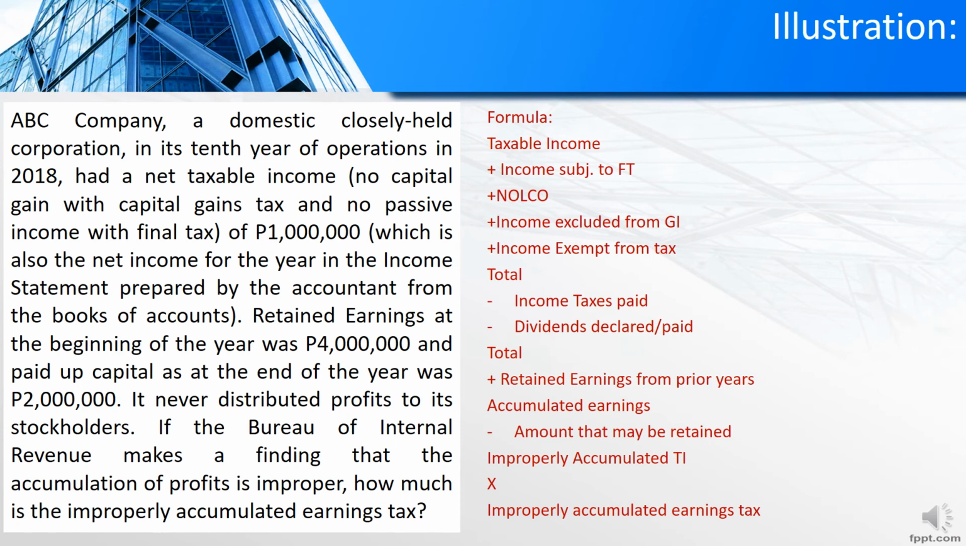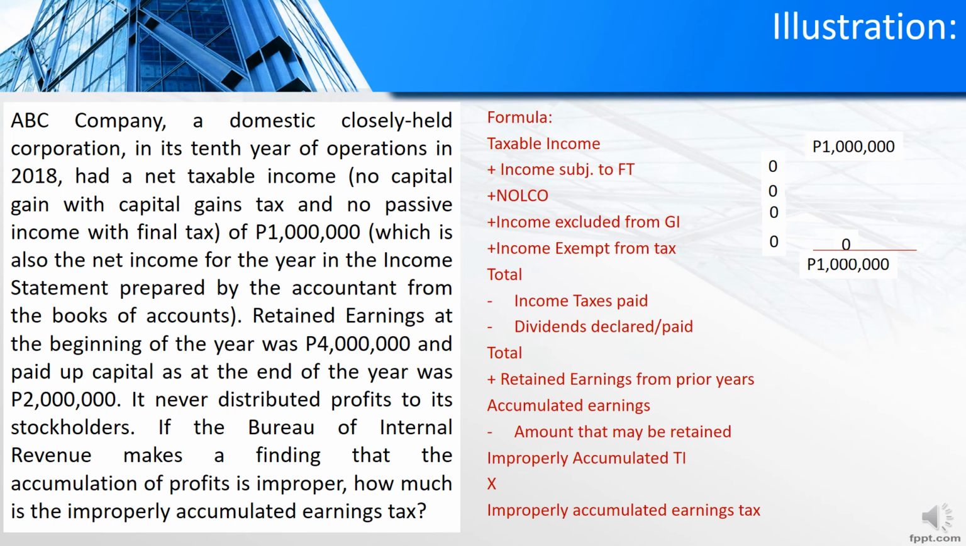Based on our formula, taxable income is 1 million. Then let's add income subject to final tax. According to the problem, there is no passive income with final tax, so our answer is 0. Then we add net operating loss carryover. Again, the problem did not specify any net operating loss carryover, so 0. Then we add income excluded from gross income. The problem also did not specify income excluded from gross income, so 0. Then we add income exempt from tax. There is no income exempt from tax, so 0. Then we total. So 1 million.